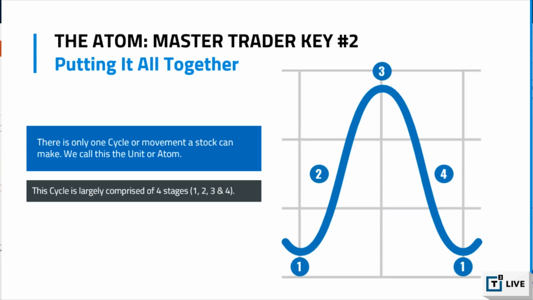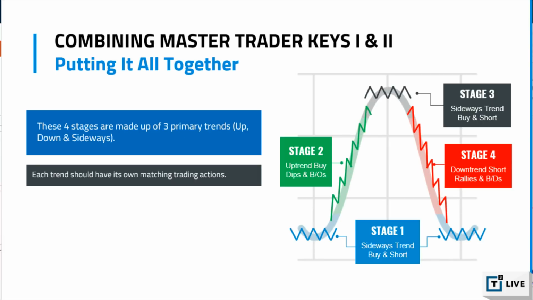You only do it about 0 to 10% of the time. Now, as we said, there's only one cycle or movement a stock can make. We call this the unit or the atom. But this cycle is comprised of 4 stages. But this cycle and the 4 stages are made up of 3 primary trends.